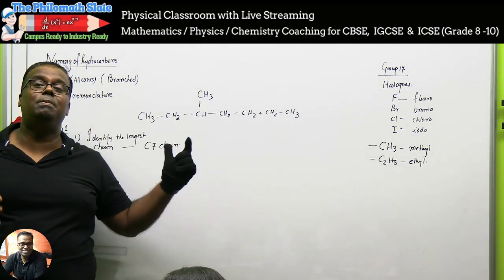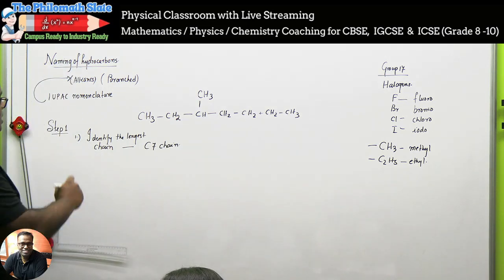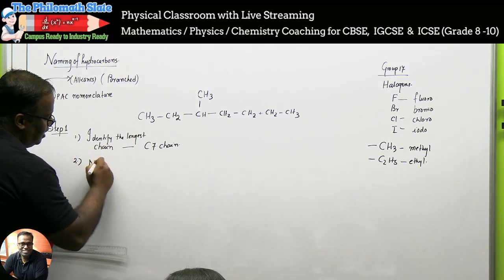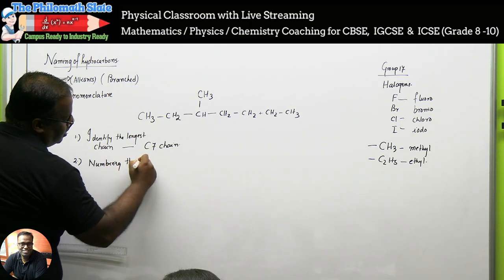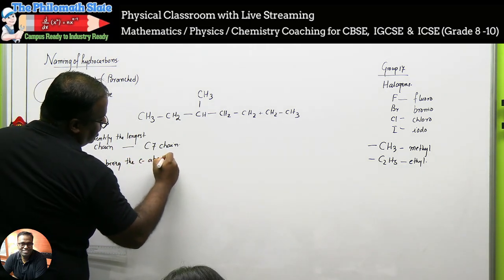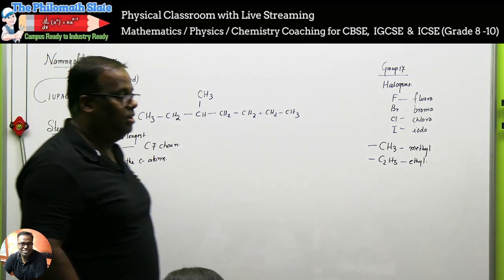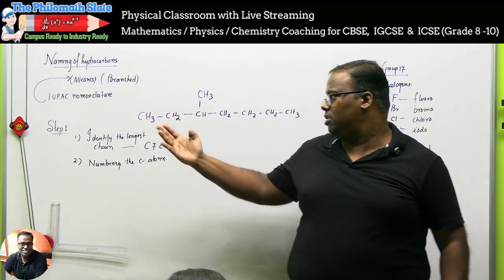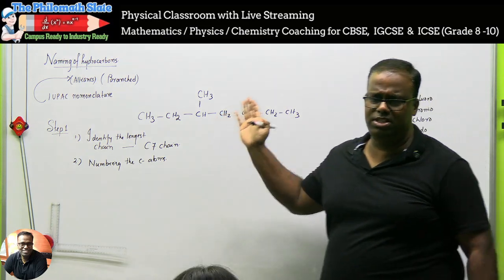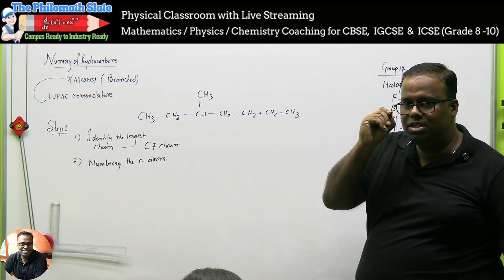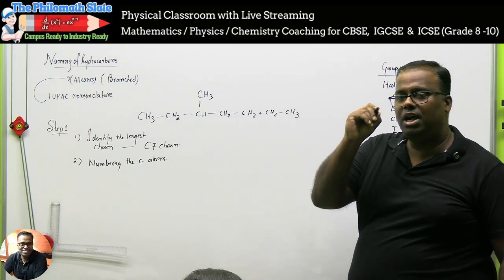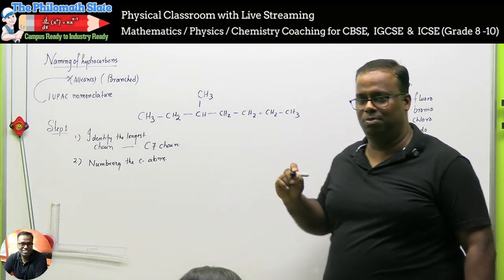Next is numbering the carbon atoms. Our next step is numbering the carbon atoms. Stop. Don't just number. ऐसे वैसे मत करना. Now, last class we saw just simple straight chains. Out here there is a branching. Now you should number in such a way that the branch should get the lowest number possible.